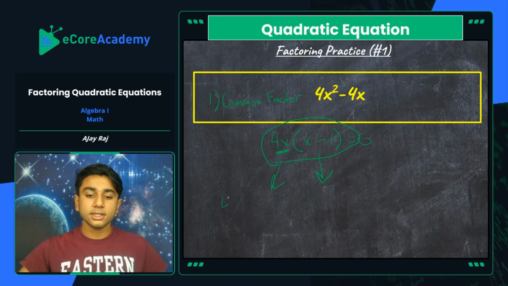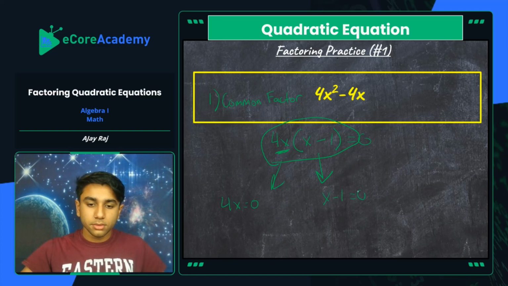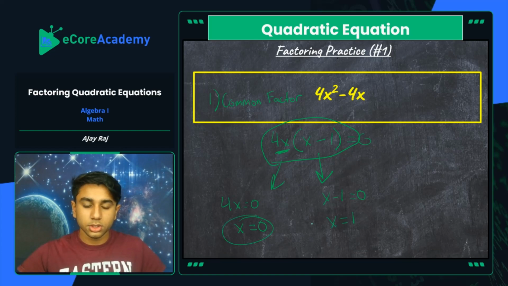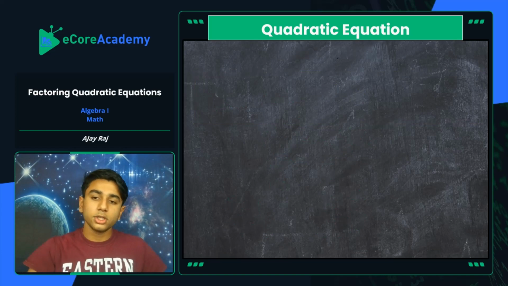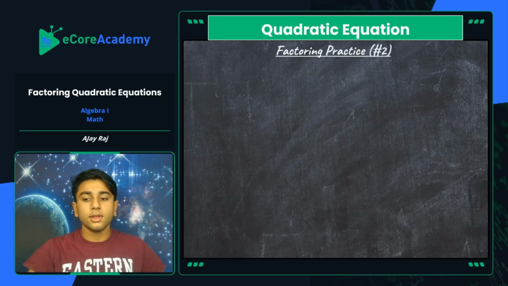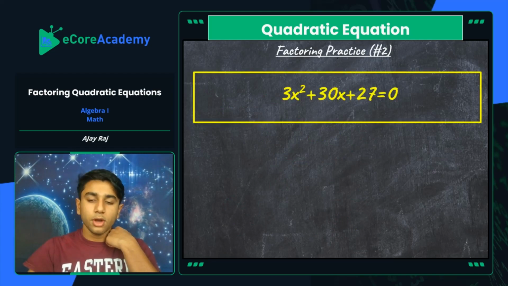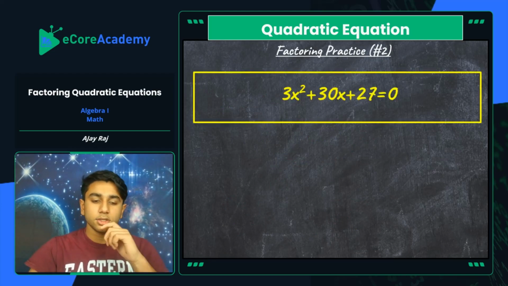So in this case, 4x can equal 0, and x minus 1 can equal 0. So that means that x is going to equal 0, because 0 divided by 4, x is just going to equal 0, and then x can equal 1. So those are going to be your two solutions here. But now we're going to start to throw in what we're really focused on, and that is splitting up the trinomial into two binomials, the real essence of factoring out these quadratic equations.